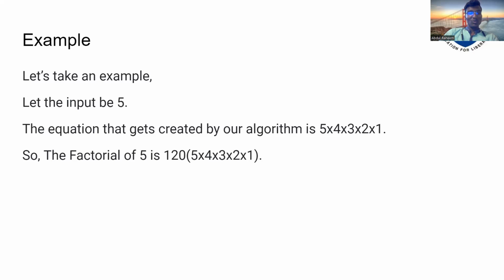Initialize carry as 0. Then, for I equal to 0 to res size minus 1, find the value of res of I into x plus carry. Let this value be prod. Update res of I by storing the last digit of prod in it. Update carry by storing the remaining digits in carry. Put all the digits of carry in res and increase the res size by the number of digits in carry.